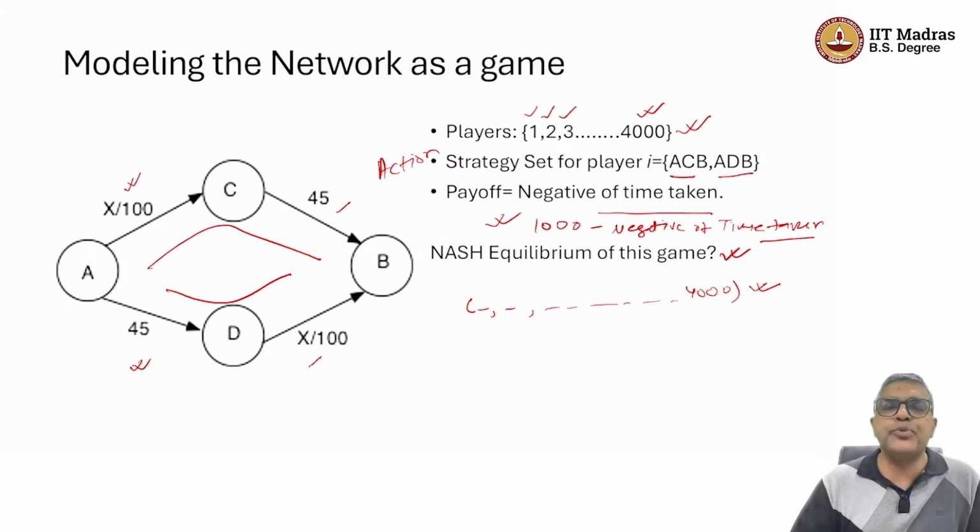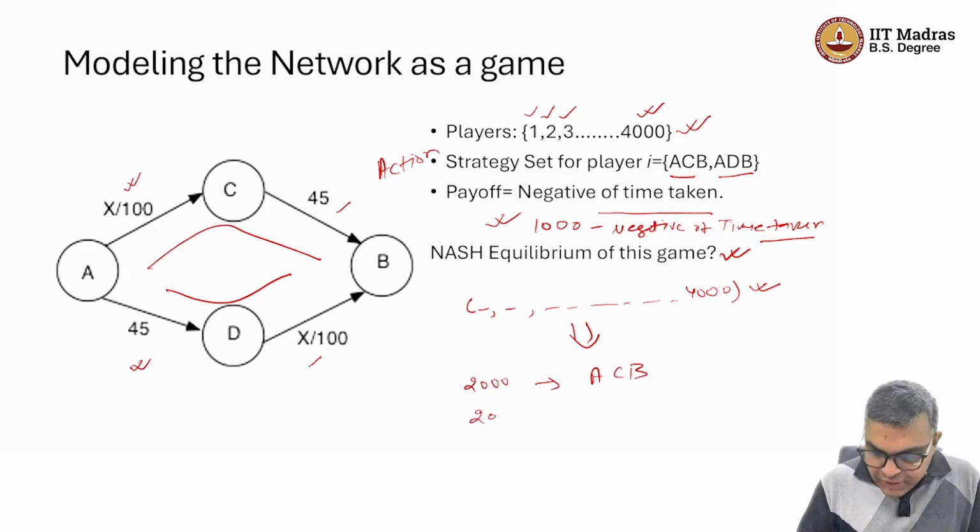One way would be to propose something and check whether that is a Nash equilibrium or not. How can we check? We will allow one of the drivers to change his or her behavior and see whether he or she becomes better off or not. If none of the drivers could become better off, then we would say that it is a Nash equilibrium. So here is a proposal. We don't know, there are many possibilities, but in one, this is an action profile where 2000 drivers take ACB and 2000 drivers take ADB.